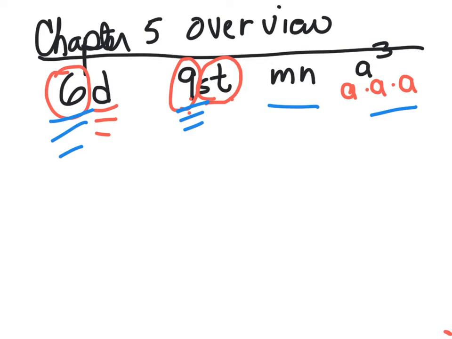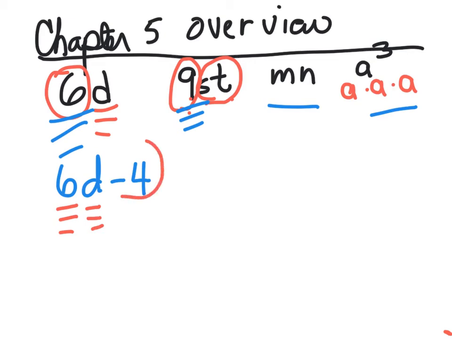If we were to go a little bit further, the book doesn't do this, but let's go a little bit further. So we have 6d, and if I wanted to add a constant, so here, let's go through this. The 6 is the coefficient, the d is the variable, and this is the constant, the -4. This number takes a sign.